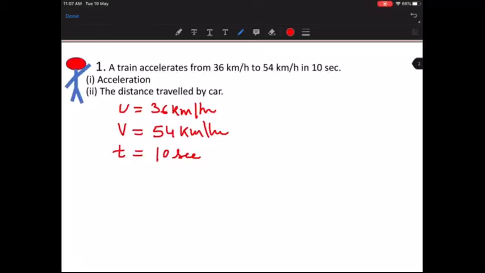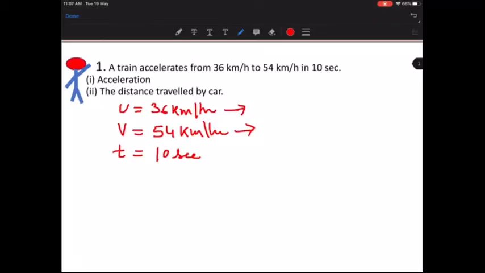Next, you have to just see the units. Now, look at both the units. The velocities are given in kilometers per hour, but the time is given in seconds. So we have to convert kilometers per hour into meters per second. This 36, you have to convert into meters per second. 54 also, you have to convert into meters per second.